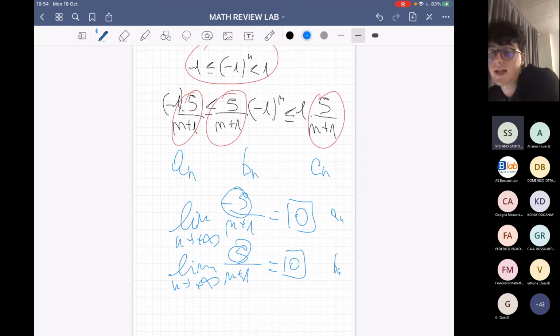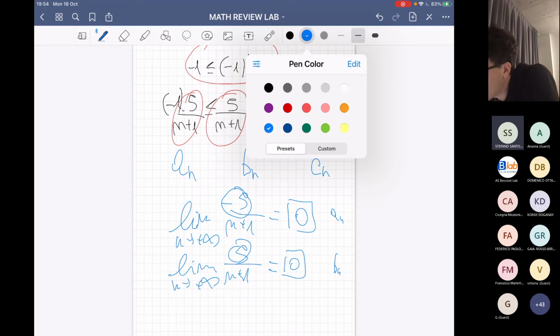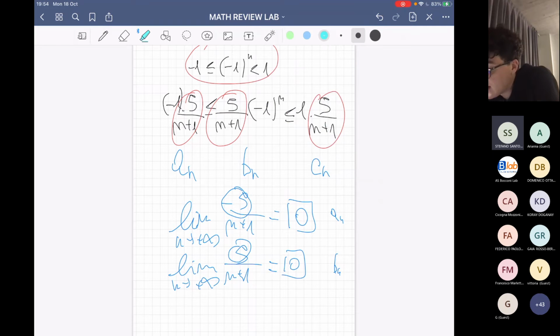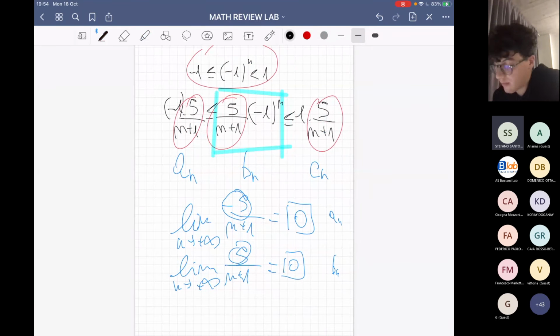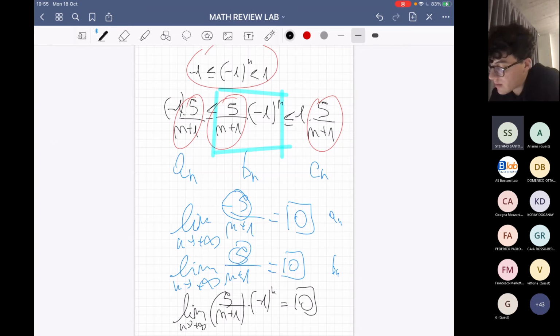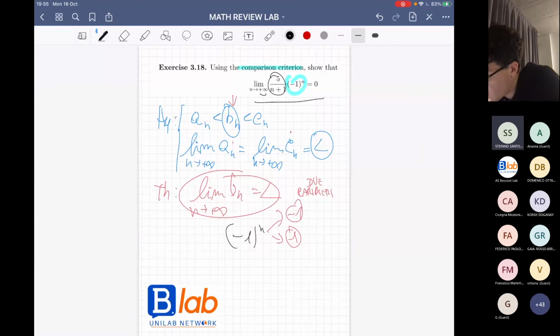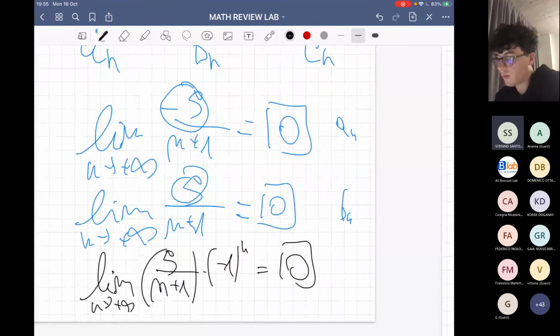For the comparison theorem we stated before, the function which is inside the other two functions has exactly the same behavior. So this one also tends to 0, and we can finally prove that the limit as n tends to positive infinity of 5 over n plus 1 times -1 to the n is exactly equal to 0, as we were asked here. So we have proved this with the comparison theorem.